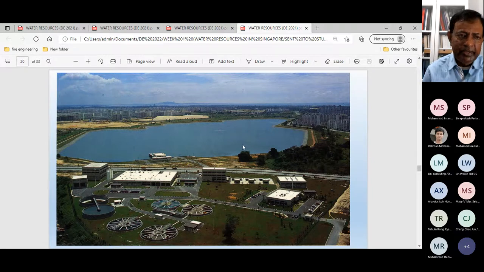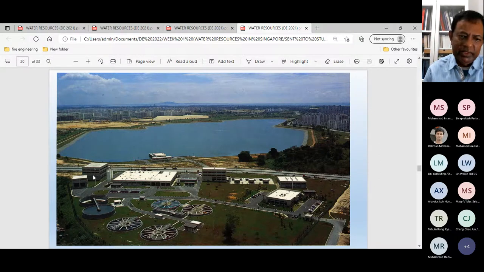So when there is rain, you don't find the water flowing into this one, because it is not natural and it does not have a catchment. The water that is retained inside this reservoir is basically the water which has been accumulated in the 8 ponds, and the excess will be pumped into this reservoir, and from this reservoir the water will be treated in the water treatment plant just by the side of the reservoir.